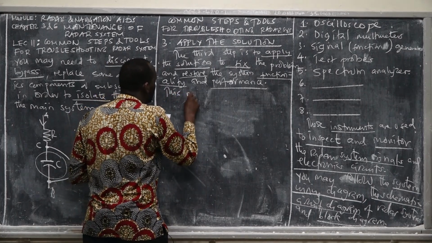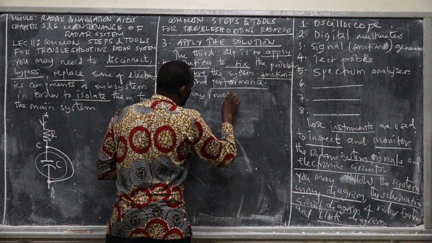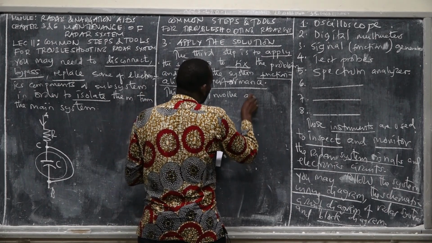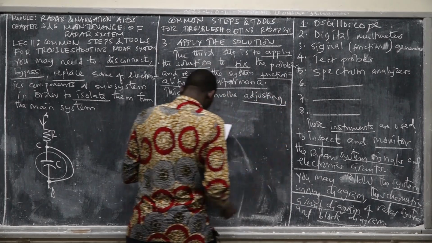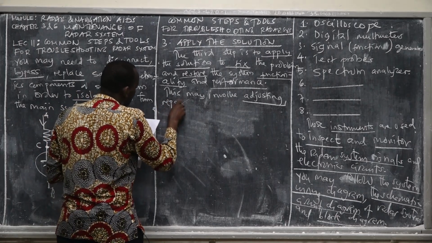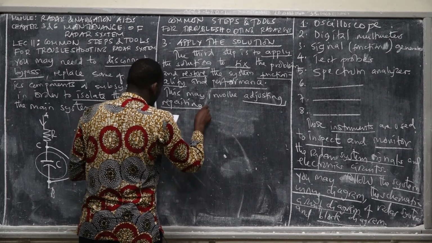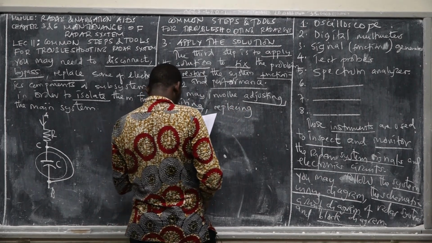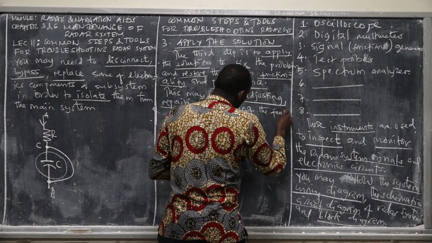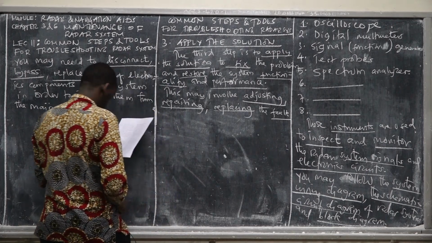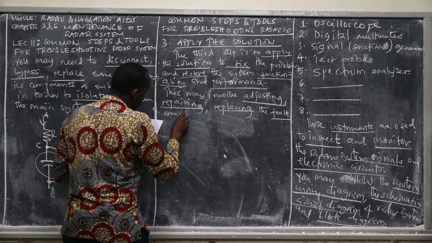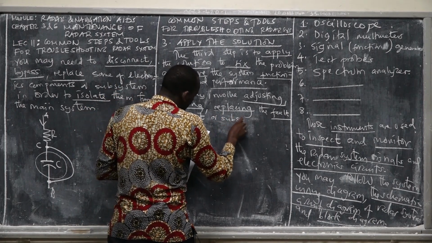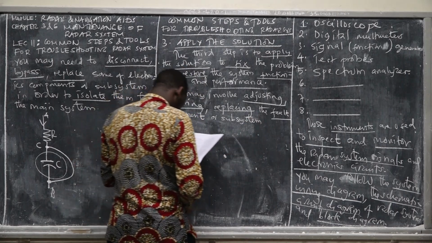So this step may involve what? Adjusting. This step may involve adjusting, may involve repairing, and may involve replacing the faulty component or subsystem.